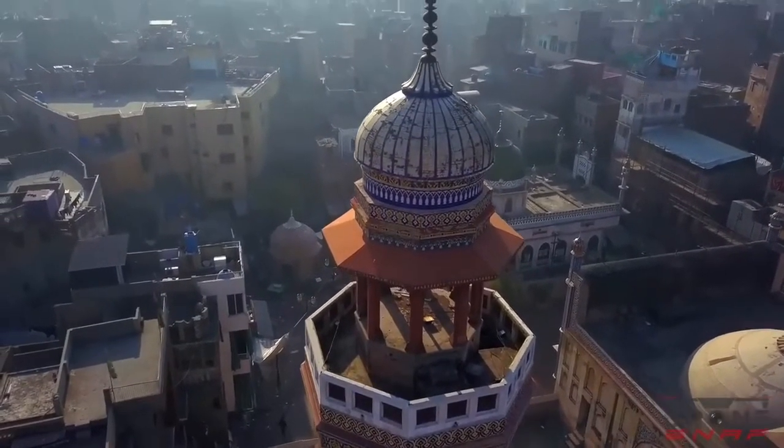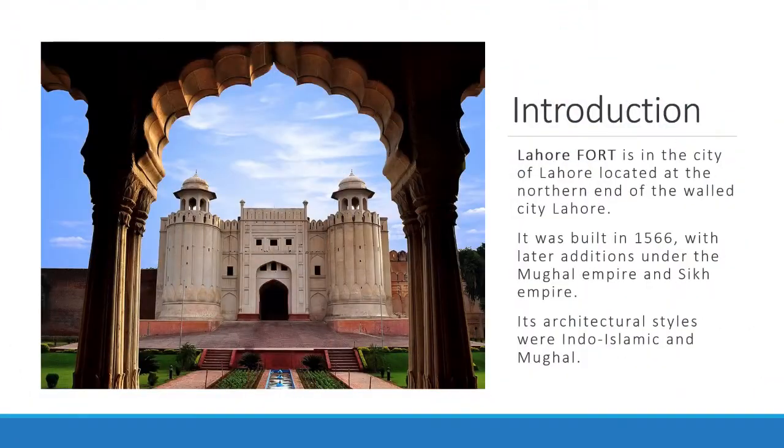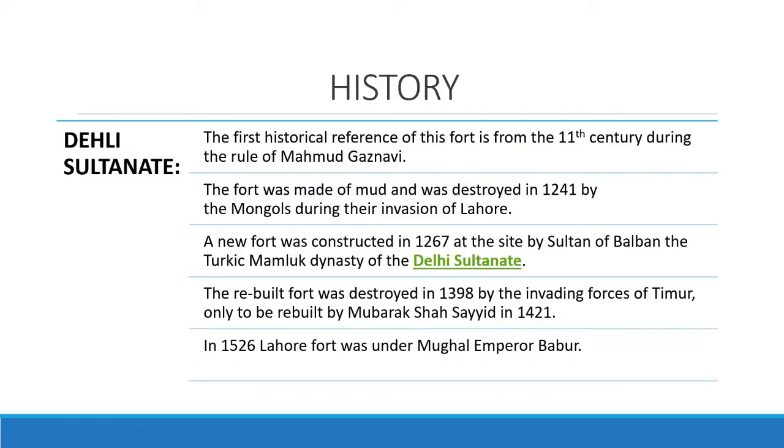Lahore has many historical places, one of which is Lahore Fort. Lahore Fort is located at the northern end of the walled city of Lahore. It was built in 1566, with later additions under the Mughal Empire and Sikh Empire. Its architectural style is Indo-Islamic and Mughal.